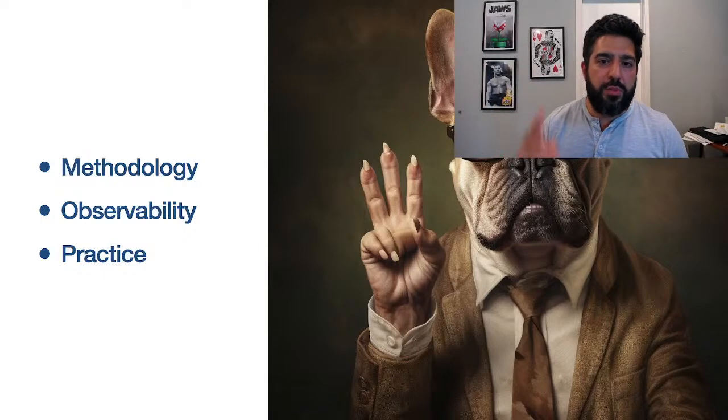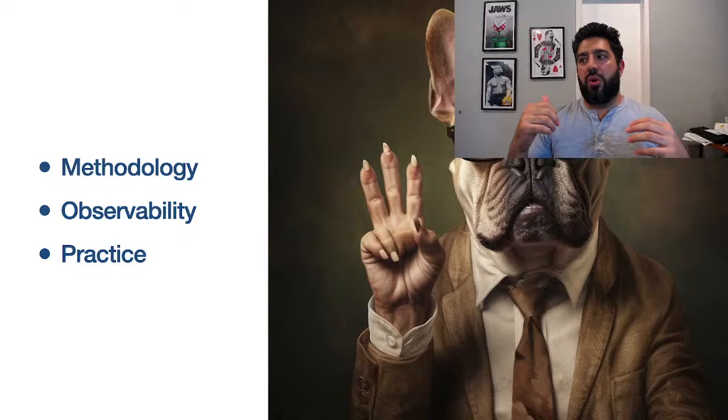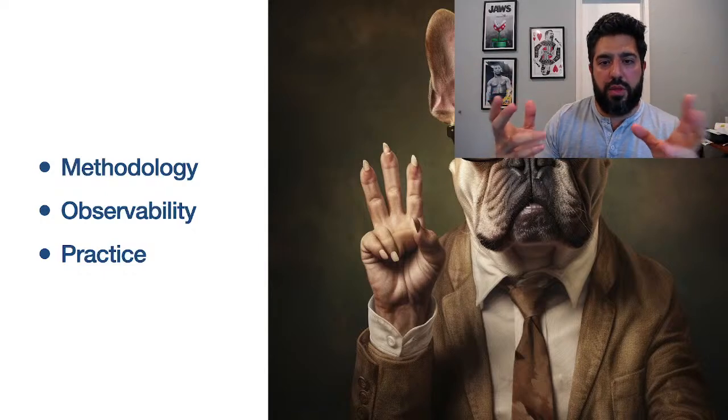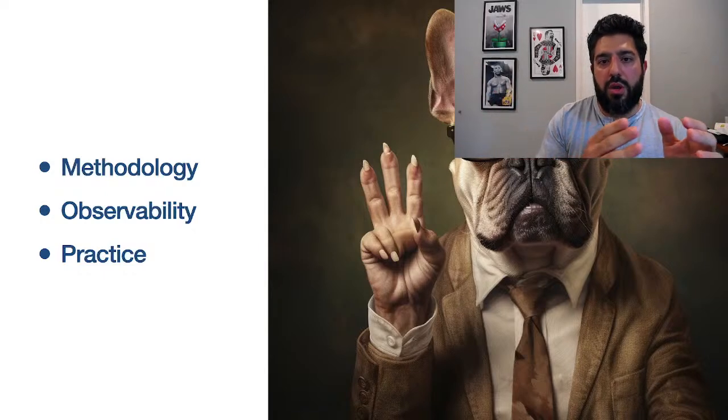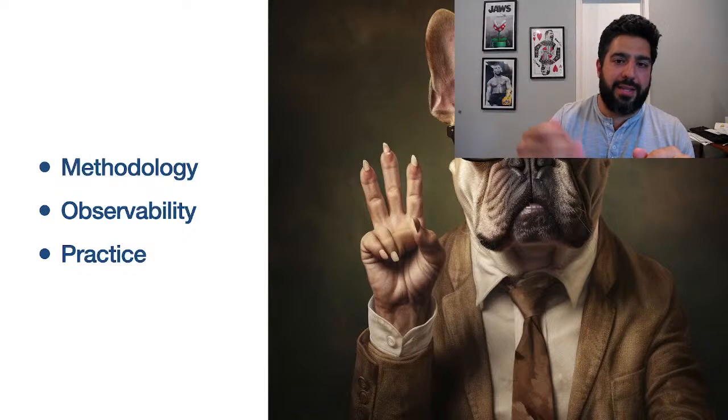Number two, observability, right? You've got to have the right tools in place. That means your dashboards to help you figure out what's going on at a high level, and then your tools in the actual system to be able to figure out what's going on, and then know how to interpret that information. And lastly, practice.